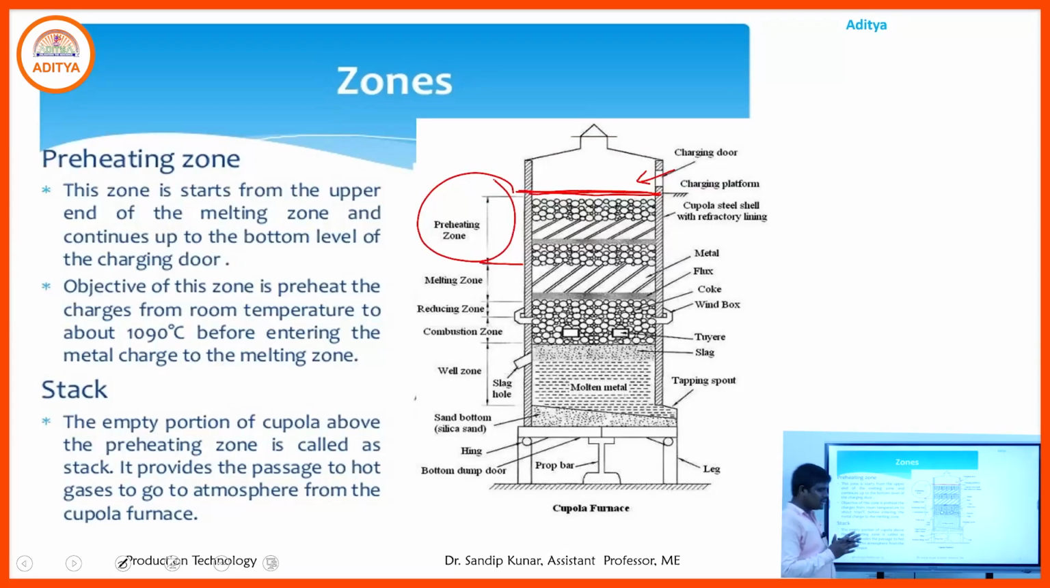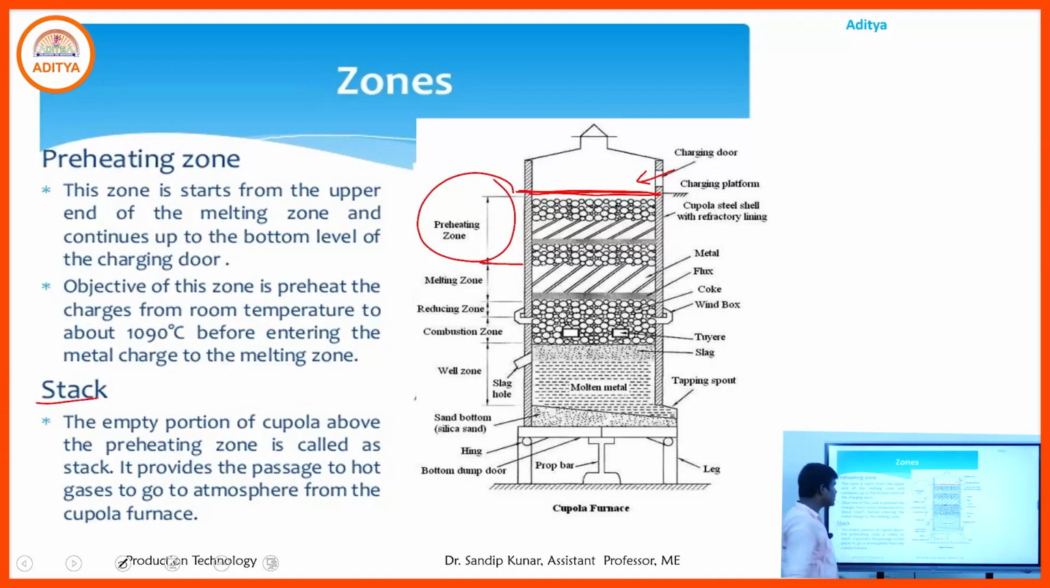And when we pass the charge, flux, coke and metal, it will be preheated again. After coming to that particular zone, it will be preheated to about 1050 degrees centigrade. The main objective of the preheating zone is to preheat the charge to about 1050 degrees centigrade.